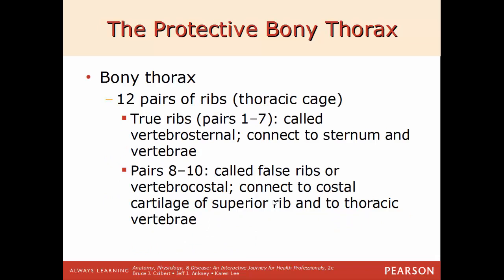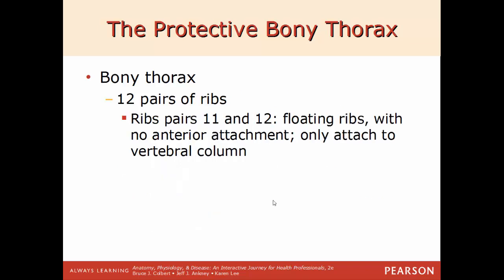These are called vertebrosternal because they connect the sternum directly to the vertebrae. Now pairs 8 through 10 are called the false ribs, or vertebrocostal. These connect to costal cartilage of the superior rib and then to the thoracic vertebrae. And then the last 2 pairs, 11 and 12, are called floating ribs because there is no anterior attachment. They only attach to the vertebral column.